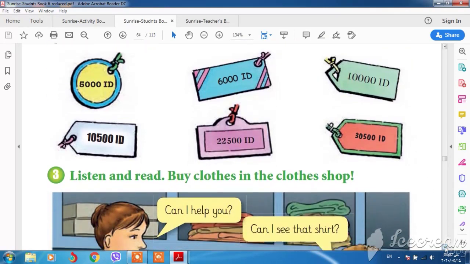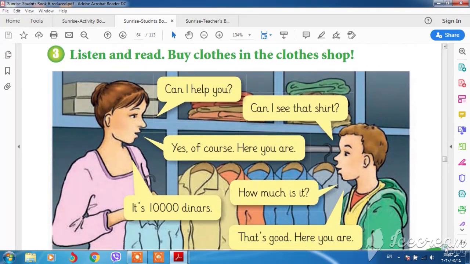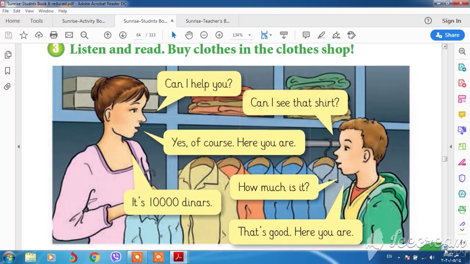Okay, listen and read. Buy clothes in the clothes shop. Can I help you? Can I see that shirt? Yes, of course. Here you are. How much is it? It's 10,000 dinars. That's good. Here you are. Okay.